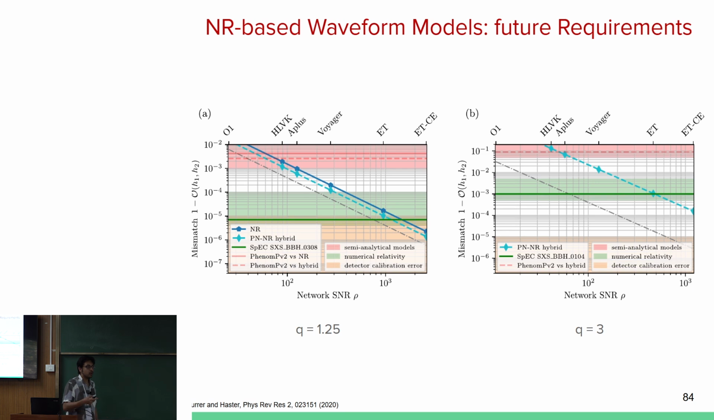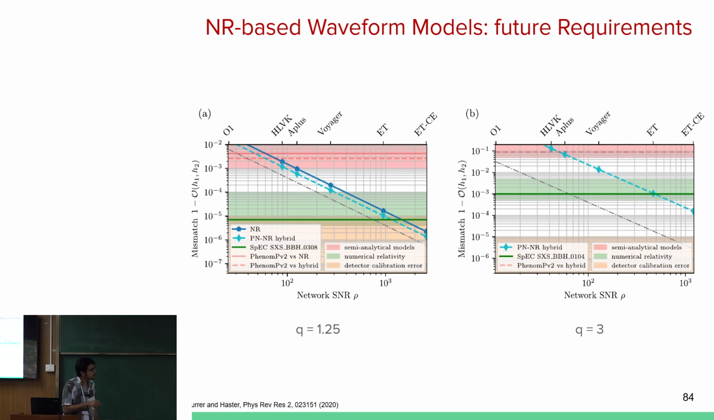And by the way, how do we know what is accurate enough? These diagonal lines are what are telling us what is accurate enough. So the diagonal lines actually are the requirement of accuracy for each of these instruments, right? So O1 is LIGO, Virgo, first observing run. HLVK will be the design four-detector network. Then we have the A plus detector configuration, Voyager configuration, Einstein Telescope, and then the combination of Einstein Telescope and Cosmic Explorer, right? And naturally, as the instruments get better, our requirements become more strict on a log scale, right?